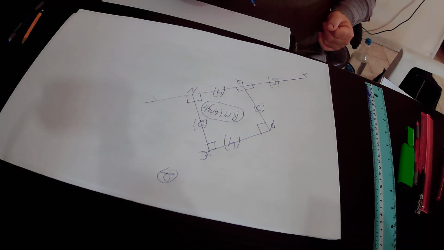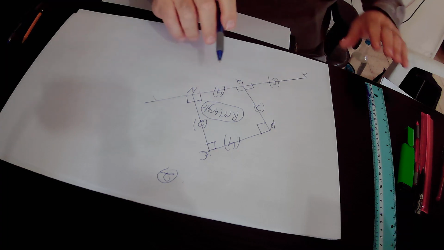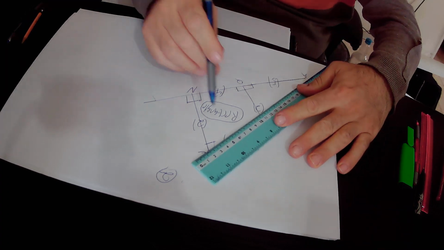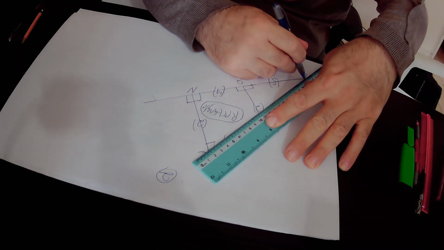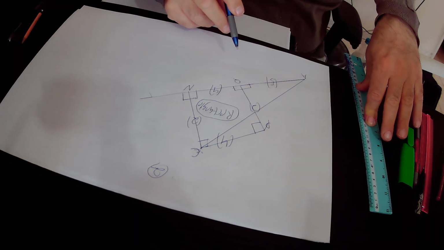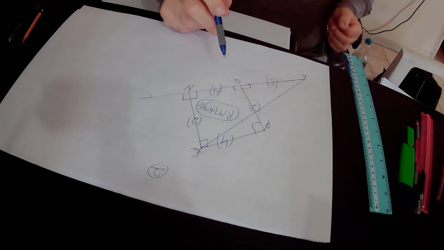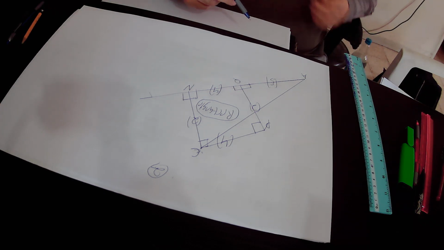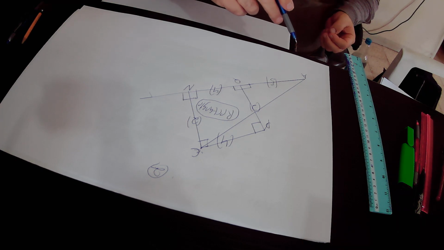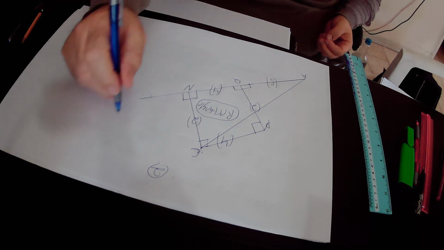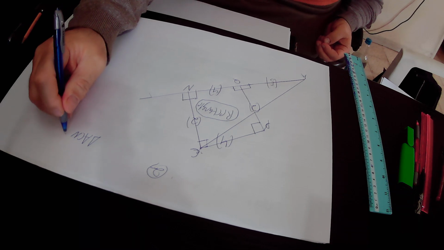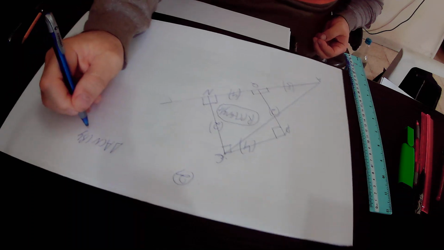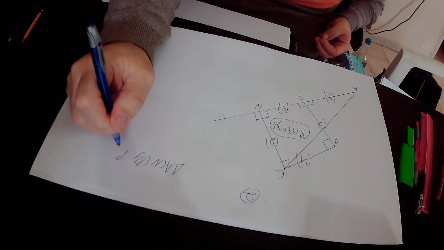In the next step, we will join points A and C together by a straight line. By joining points A and C, we create the right triangle ACN. Next, we will implement the Pythagoras theorem on this right triangle ACN. Here PT is the abbreviation for Pythagoras theorem.